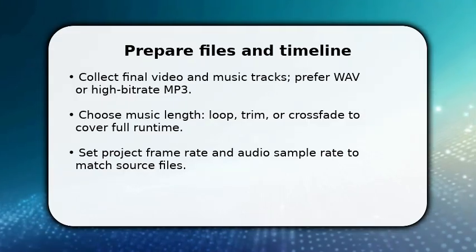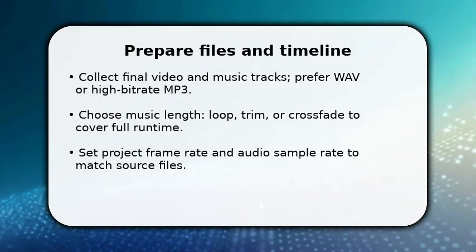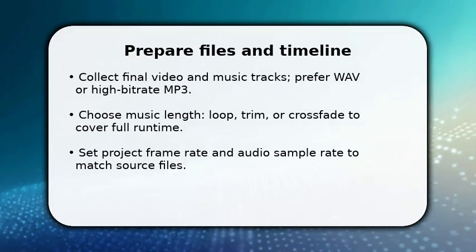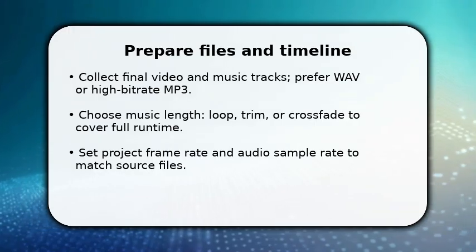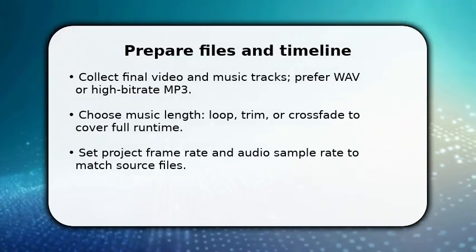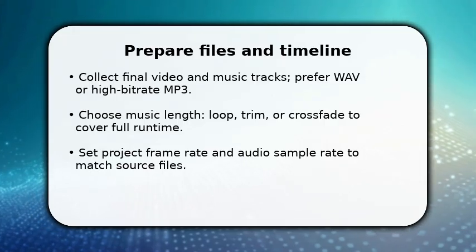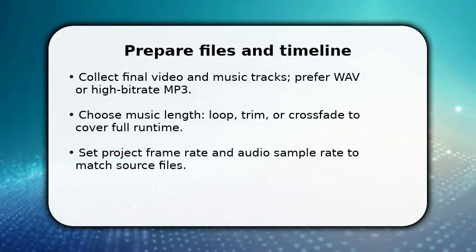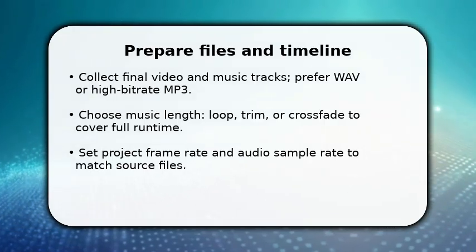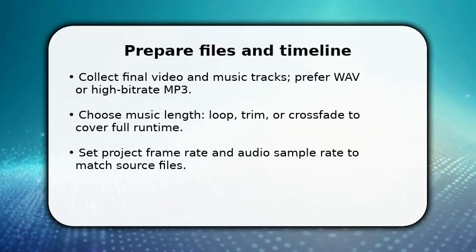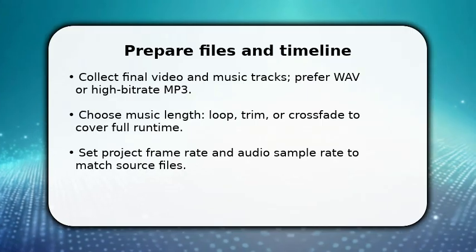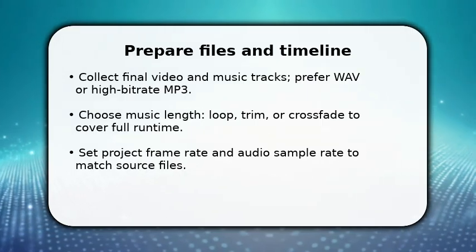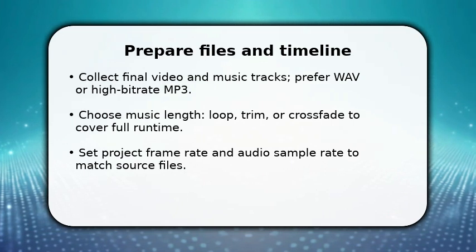You start by gathering the final video and the music you want to use, and then import both into your editor. Make sure your project frame rate and audio sample rate match the video. Mismatches cause sync drift. Once done, place the full video on the timeline and add the music track on a separate audio layer beneath. If the song is longer than the video, trim. If shorter, decide to loop or add a second track, because you want continuous background sound without abrupt cuts.